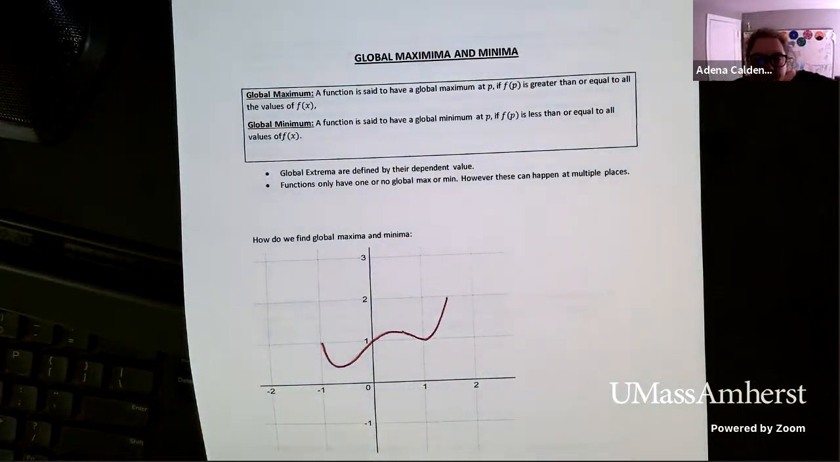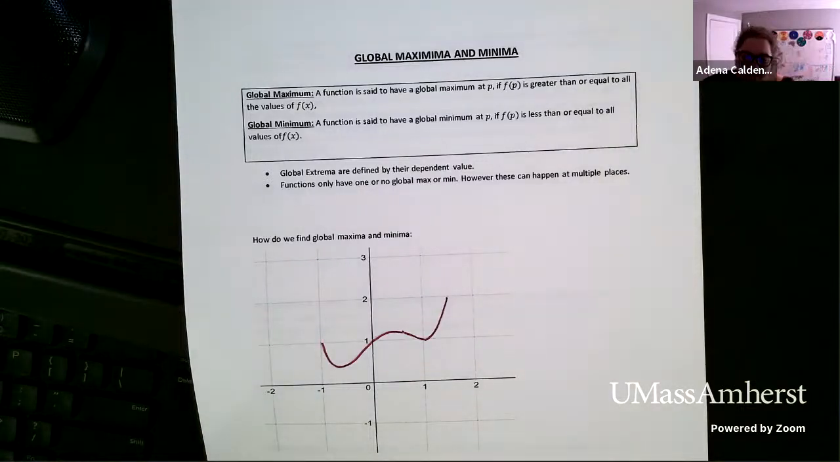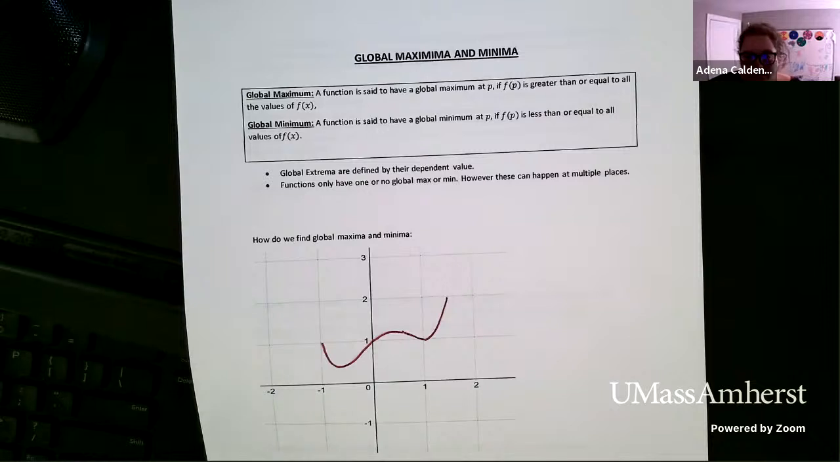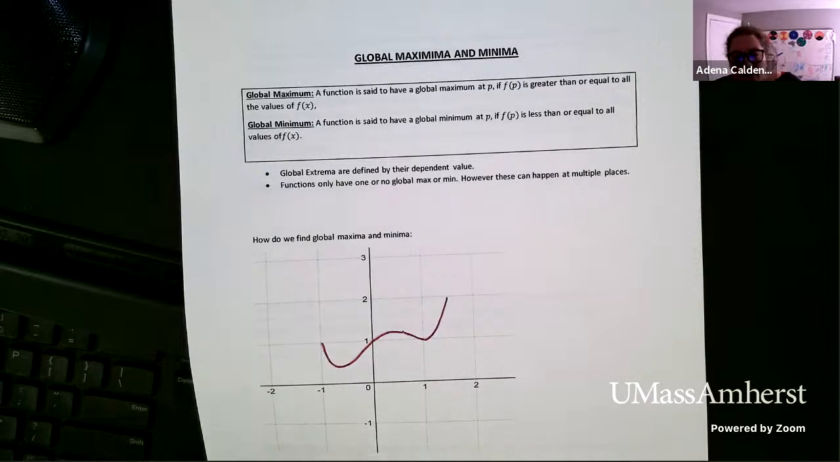So a global maximum, we'll start with maximums. A function is said to have a global maximum at some value p if f of p is greater than or equal to all values of f of x. So in this definition, we are talking about f of p, which is a y value. What this definition is saying is if you have a y value that is larger than all other y values, then that is a global maximum. Okay, and a function is said to have a global minimum at some point p if f of p is less than or equal to all values of f of x.